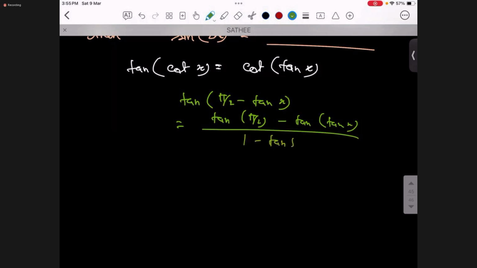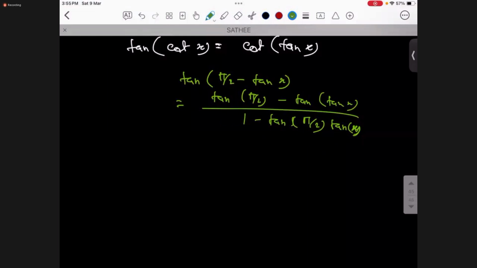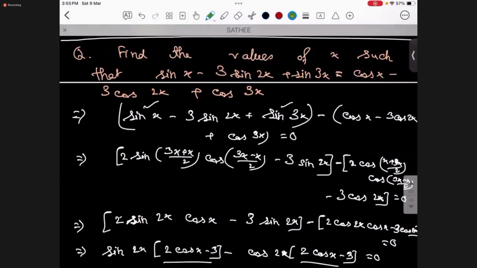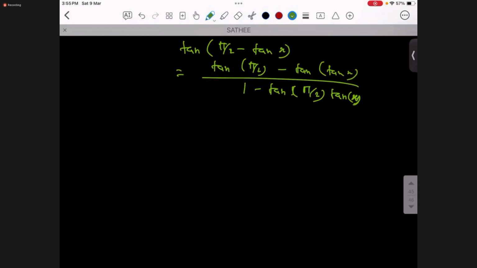1 minus tan pi by 2 into tan x. Okay, now we have used the formula. Now we are aware that we can't define tan pi by 2, right? Because at the point tan pi by 2, what will we get? Sin pi by 2 by cos pi by 2. So we can't define the value of tan pi by 2, because cos pi by 2 is 0.